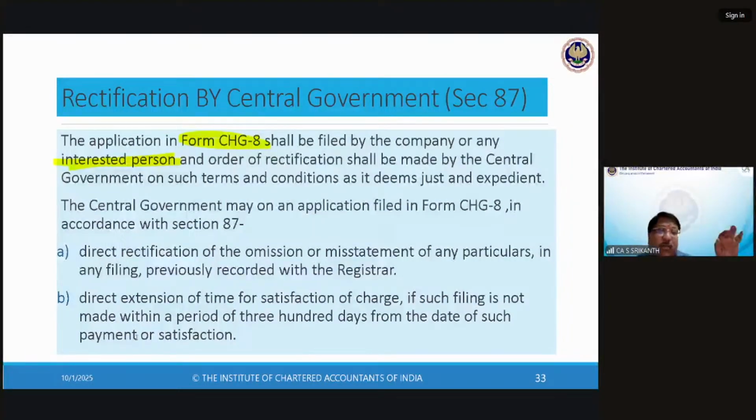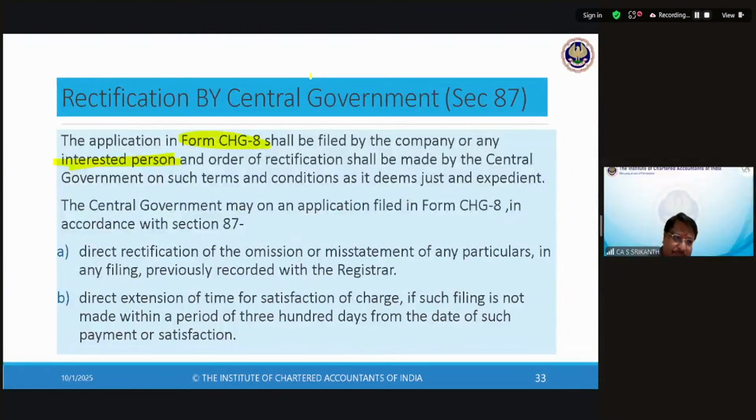Correct. CHG5 is what? Issued by the registrar. Okay. Good show. Good show. Good show. So now, friends, the time now, as I see it, is about 7:35 or 6. Let's have a small break for about 5 minutes to 10 minutes.